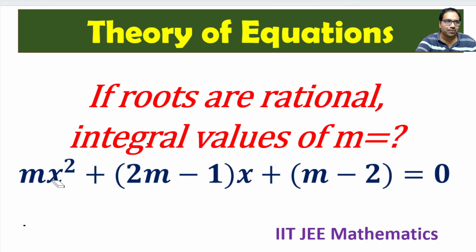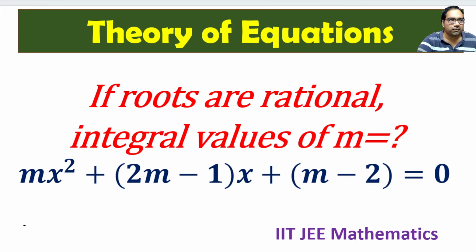Hence, in this problem, we are given a quadratic equation mx square plus (2m minus 1) into x plus m minus 2. Now, when does this quadratic equation have rational roots? For which integral values of m, for what integers of m, will this equation have rational roots, right?